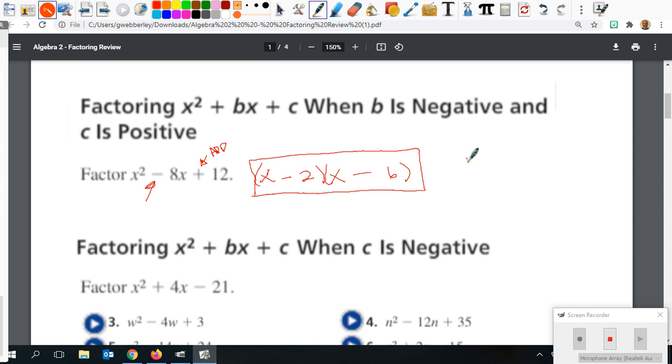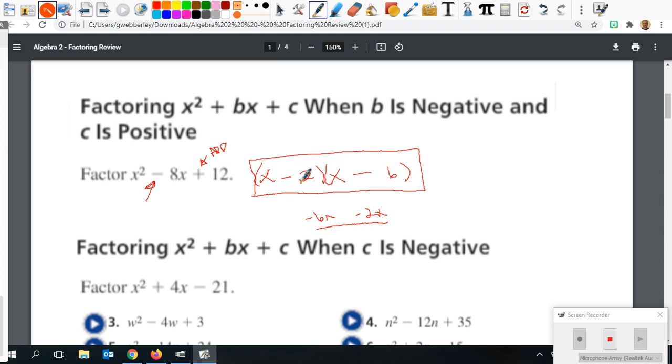If I multiply, like with FOIL, if you remember what FOIL is, first, outside, inside, last, when you have two binomials, you may remember that from Algebra 1, maybe not. First terms would be just x times x. That would be x squared, which would give us this term. The outside would be x times negative 6. That gives us a negative 6x. The inside gives us a negative 2x. Negative 2 times x is negative 2x. And those two combine right there to give us the negative 8x. So that works so far.